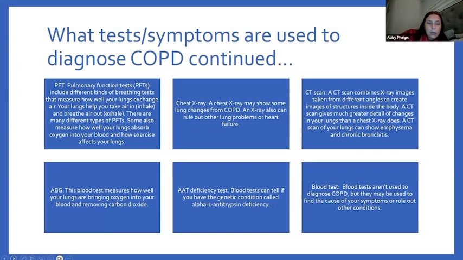An ABG, so this blood test measures how well your lungs are bringing oxygen into your blood and removing carbon dioxide. An AAT deficiency test, like what we talked about earlier, is a blood test that can tell if you have a genetic condition called AAT. Blood tests aren't used to diagnose COPD, excuse me, but they may be used to rule out the cause of your symptoms or rule out other conditions that you may have.